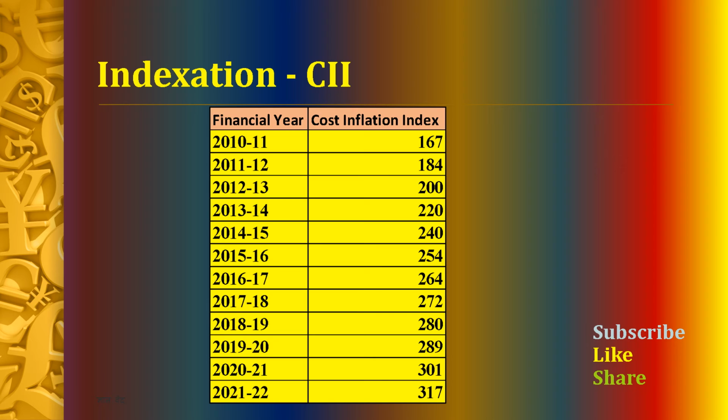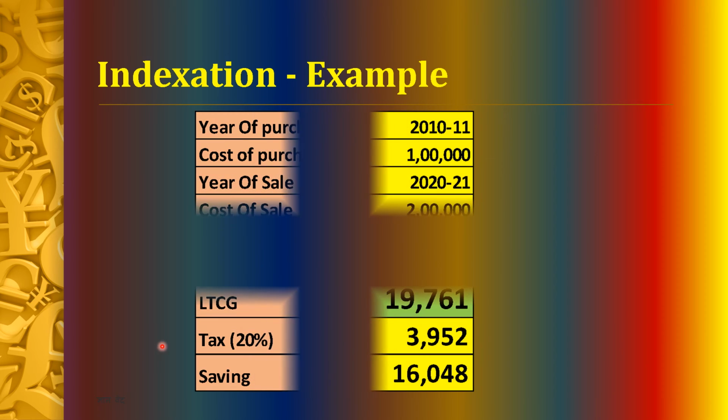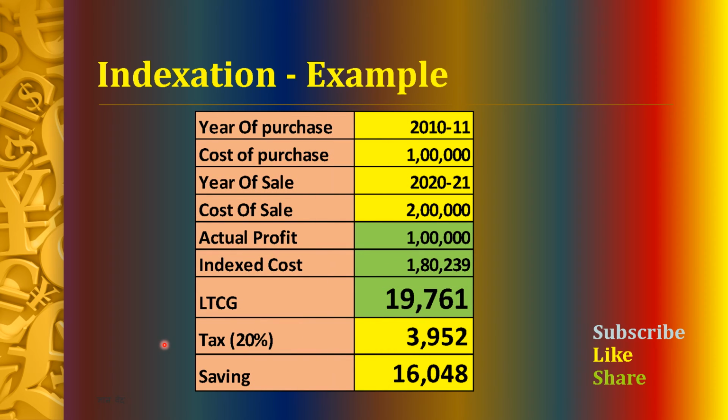Now, how will this help to save tax? Let us see. As an example, let's say you have invested 1 lakh rupees in financial year 2010-11 and you have redeemed it in 2020-21. Let's say your amount became double in these 10 years. So your actual profit is showing as 1 lakh rupees. Do you need to pay tax on the complete 1 lakh rupees? The answer is no, because we have some indexation benefit for debt funds.